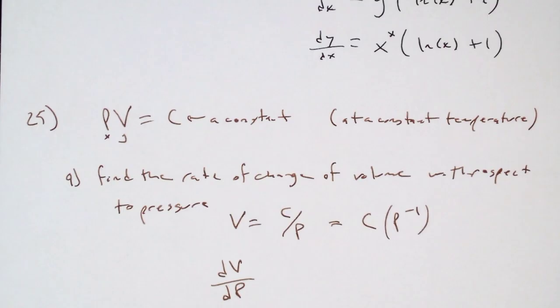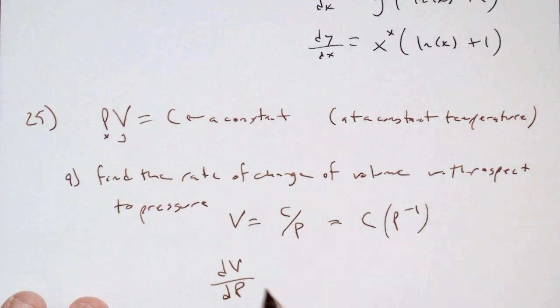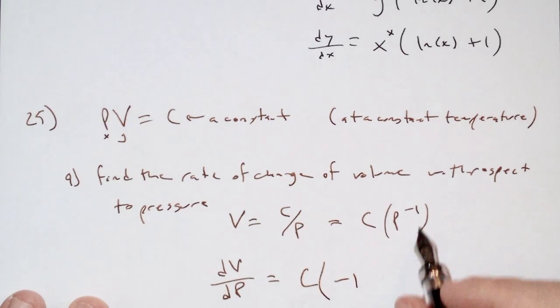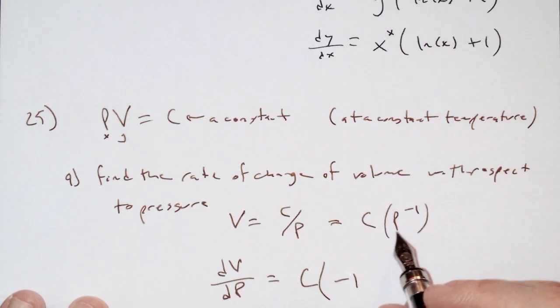What do I get over there on the right-hand side? Okay, the C is going to stay there. And then -1, keep going. What do I do with that?